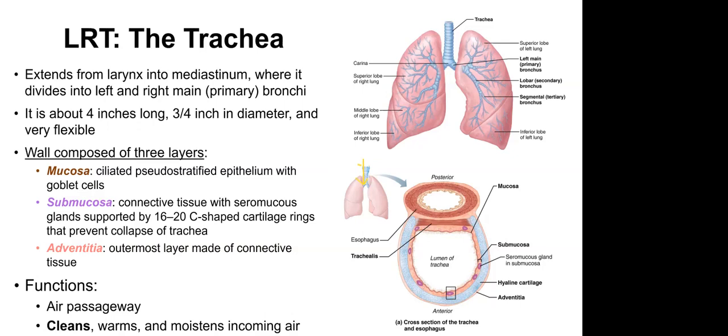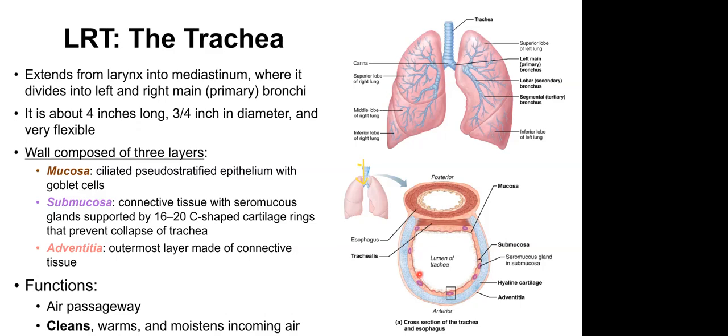We can see that the trachea is going to be composed of 3 wall layers, kind of just like the heart was composed of 3 layers. So first and foremost, we have the deepest layer, the part that's actually going to be touching air, is called the mucosa. And this is a ciliated pseudostratified epithelium that also has goblet cells, which produce mucus.